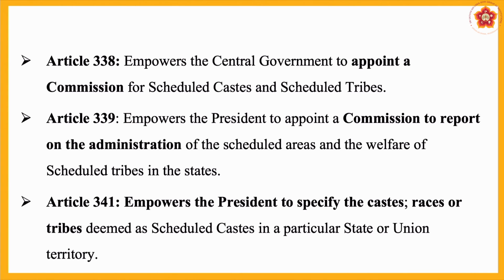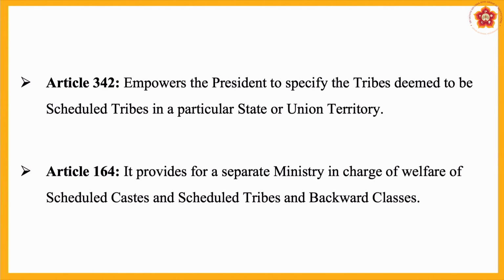Then we have Article 341, which empowers the President to specify the castes, races or tribes deemed as Scheduled Castes in a particular state or union territory. We studied this in the last chapter, that the President can specify which castes can be listed in this list of Scheduled Castes, Scheduled Tribes or Other Backward Classes. Article 342 empowers the President to specify the tribes deemed to be Scheduled Tribes in a particular state or union territory. This also we read in the last chapter.